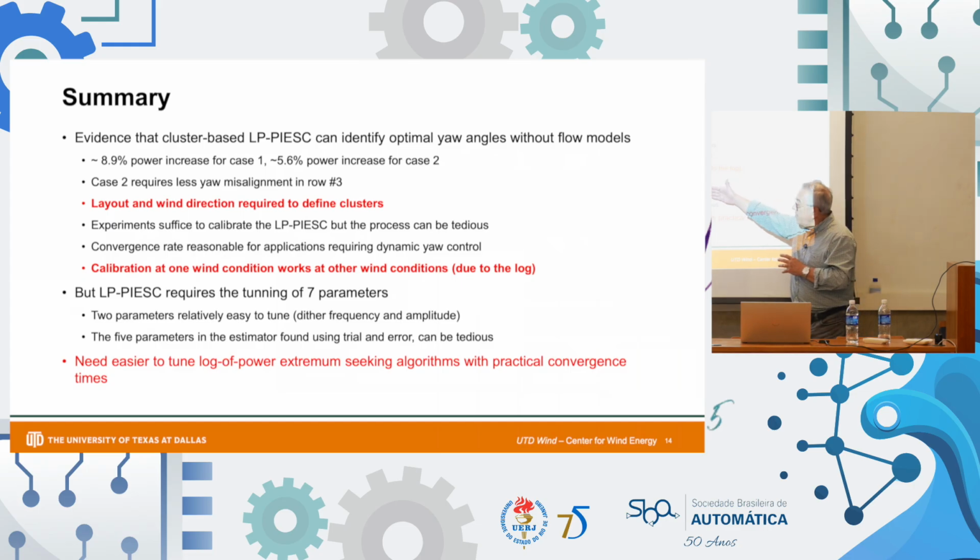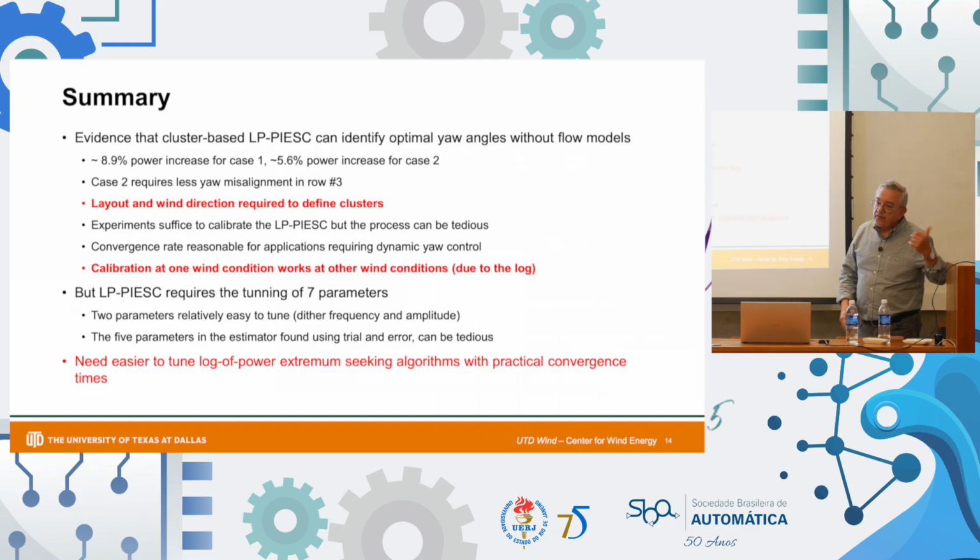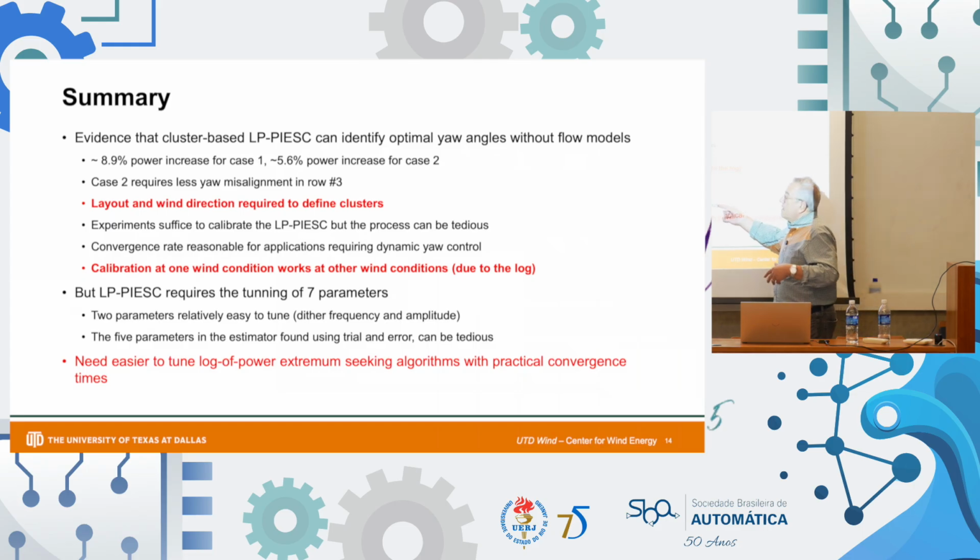So what I was saying is that two of the parameters that are easy to tune, frequency and amplitude, are basically determined from the dynamics of the turbine, from yaw to the rotor speed or power. But the other parameters, the ones of the estimator, those were done by trial and error, and that took time.